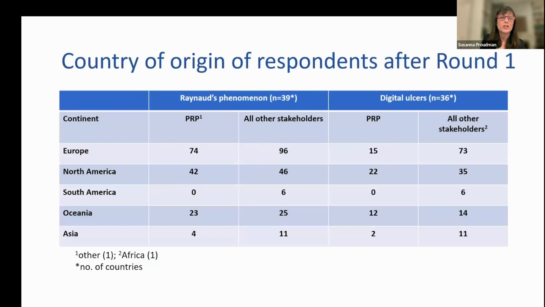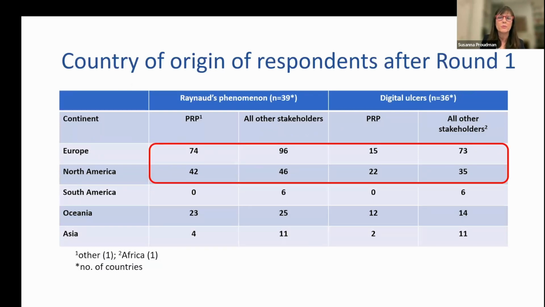Overall recruitment of each stakeholder group was satisfactory for both surveys, with respondents from all 6 inhabited continents as displayed, although we would have liked a few more patients with personal experience of digital ulcers and from Africa, as there was only 1 person.